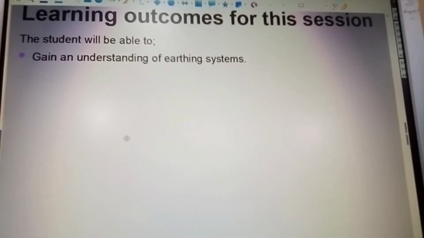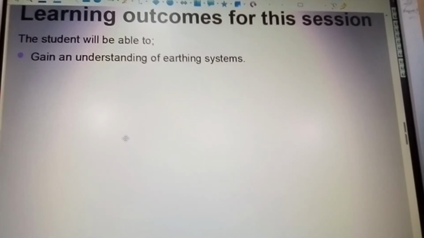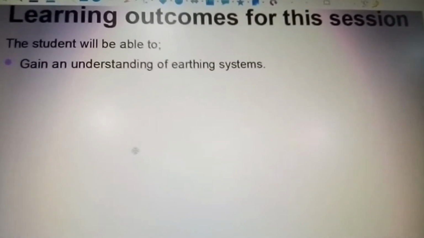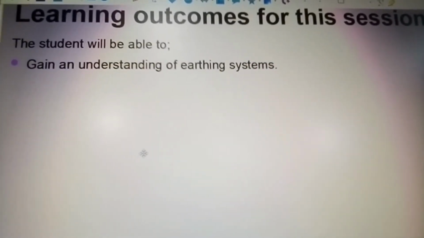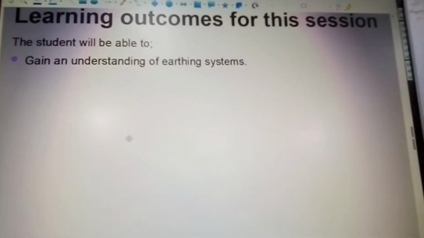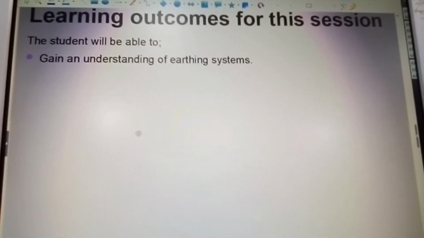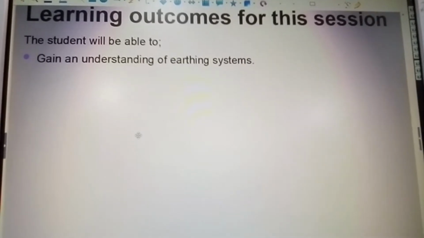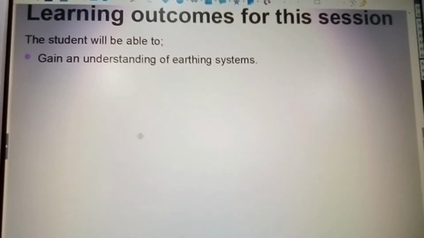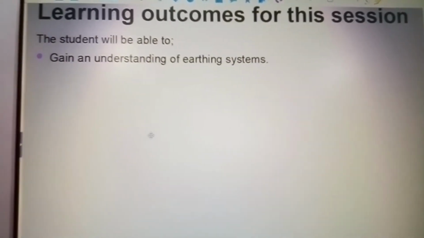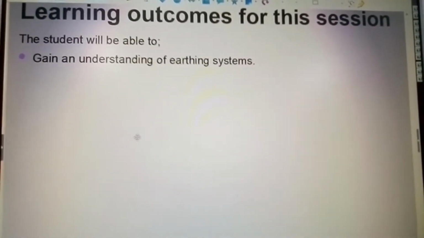And we have the learning outcomes for this session. The student will be able to gain an understanding of earthing systems. I'm just moving that, making sure that it is fully in screen. Let me just try and change the angle a little bit. Hopefully that will be better.